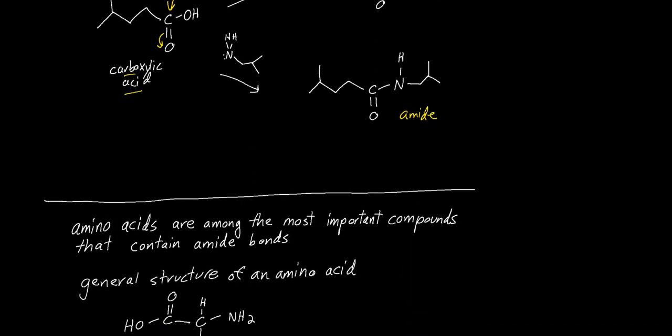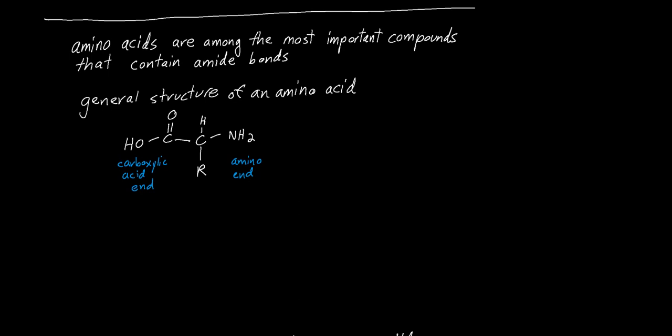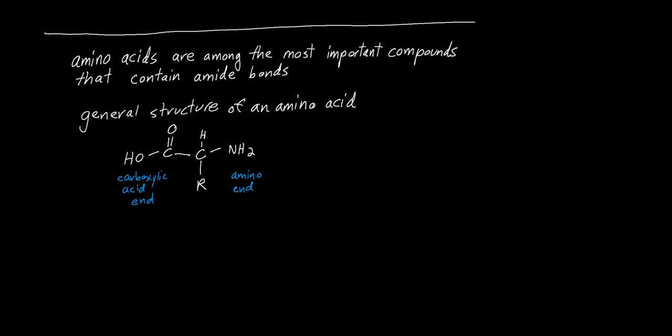Finally, we can't let this go by without pointing out some of the most important organic compounds that exist, which are amino acids. So an amino acid has a carboxylic acid end and an amino end. See that? This is all the carboxylic acid end.